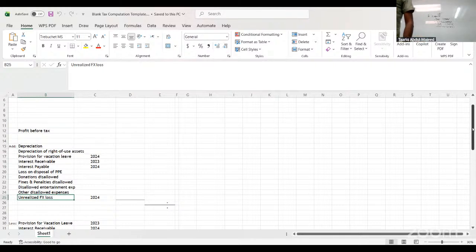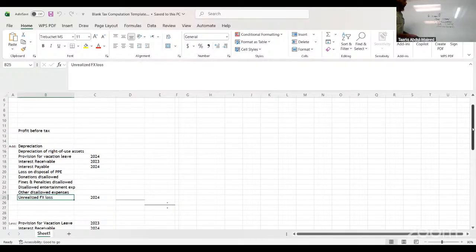That would mean that that's an income, so it has to go in reverse. All current year expenses that are not allowed are added back. But when it comes to the income, it has to be the prior year income that you add back. Income works in reverse.